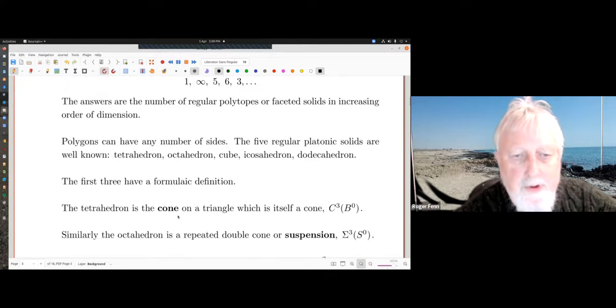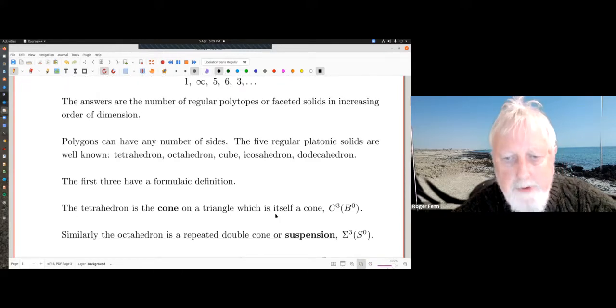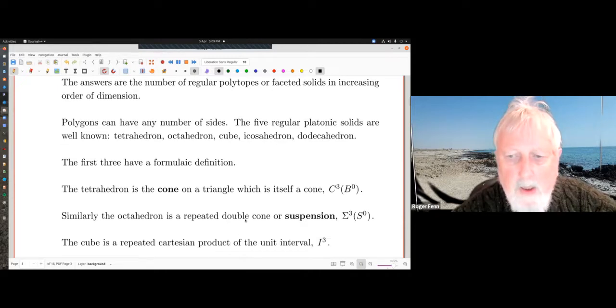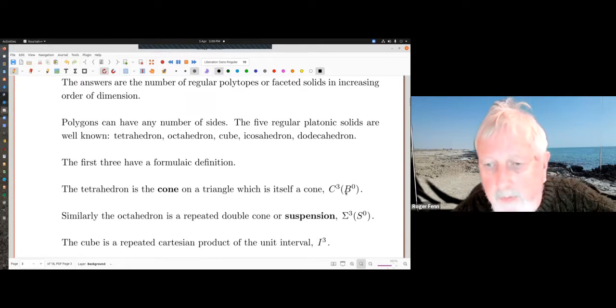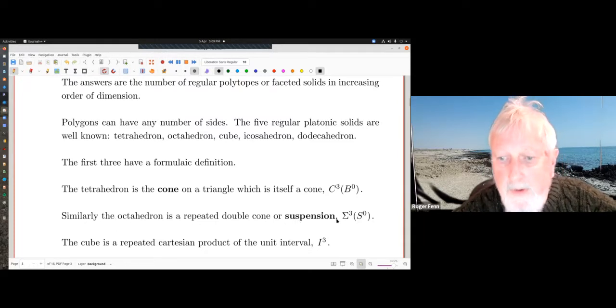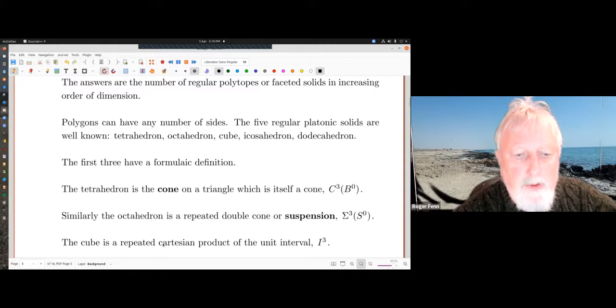So the tetrahedron is the cone on a triangle, which is itself a cone. So we could write it as C3 B0, B0 being a point, sorry. The octahedron is the repeated double cone or suspension of 2 points, S0. And the cube is the repeated Cartesian product of the unit interval, so I cubed.